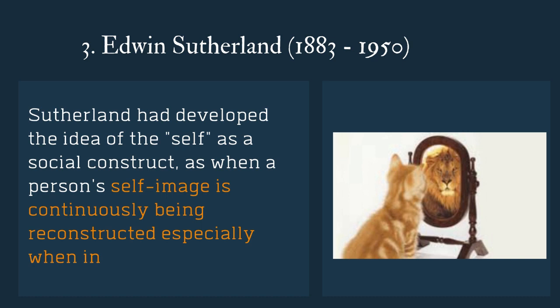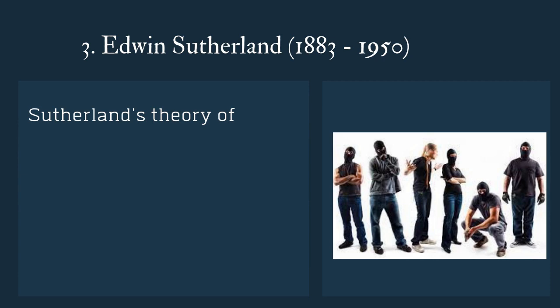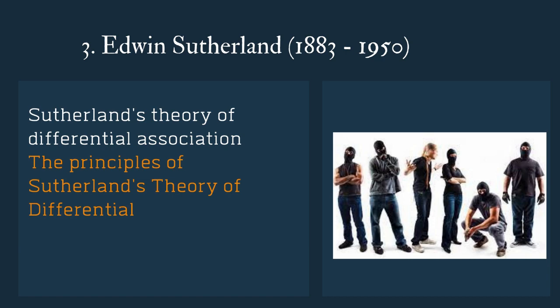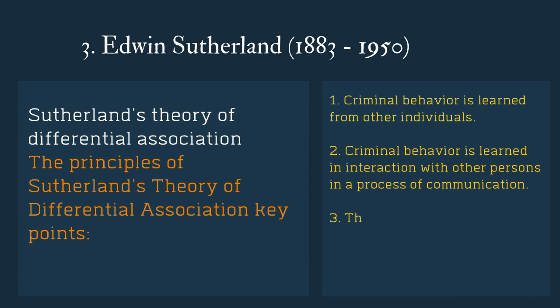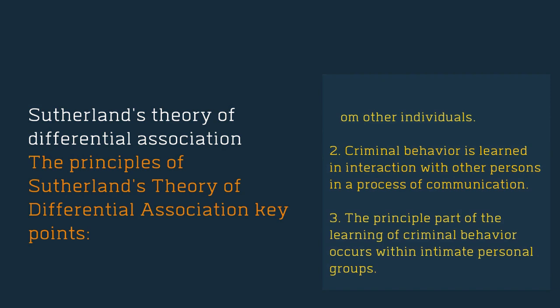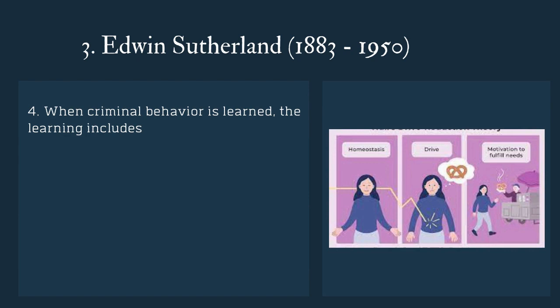Sutherland's theory of differential association. The principles of Sutherland's theory of differential association have 9 key areas to explain behavior. 1. Criminal behavior is learned from other individuals. 2. Criminal behavior is learned in interaction with other persons in a process of communication. 3. The principal part of the learning of criminal behavior occurs within intimate personal groups. 4. When criminal behavior is learned, the learning includes A.